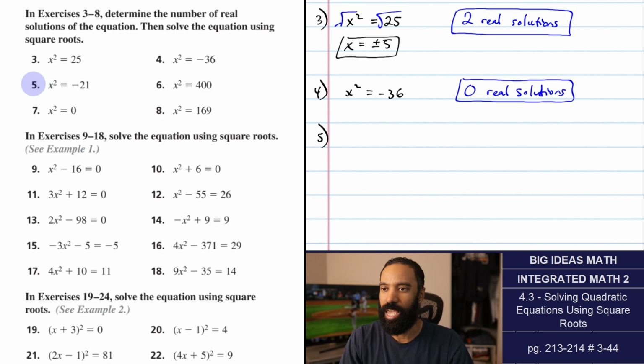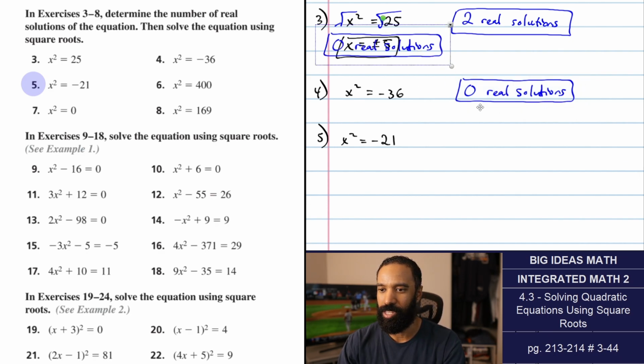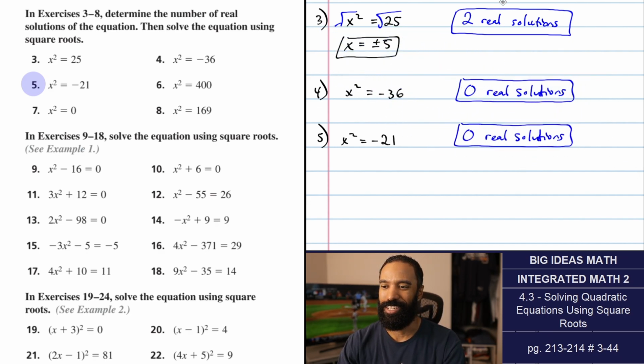Number 5 is the same case, x squared equals negative 21. Once again, x squared isolated and 21 being a negative number, there are once again no real solutions. I will happily copy and paste this over and just move forward.